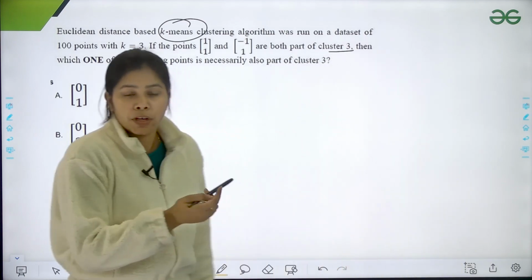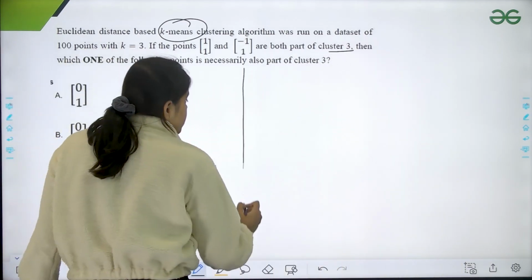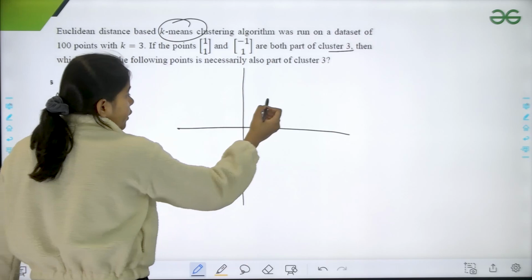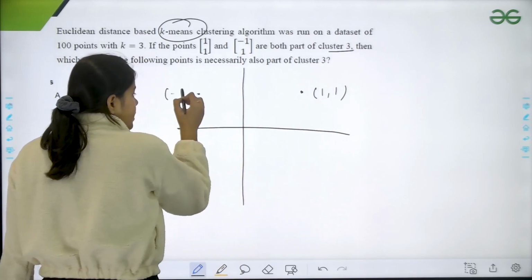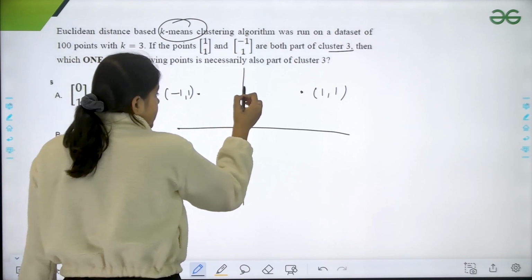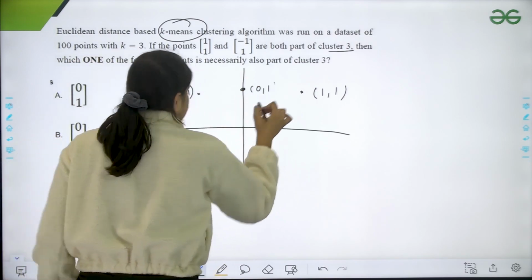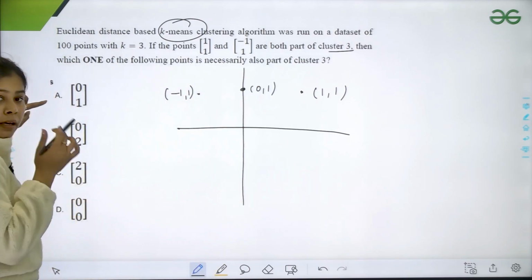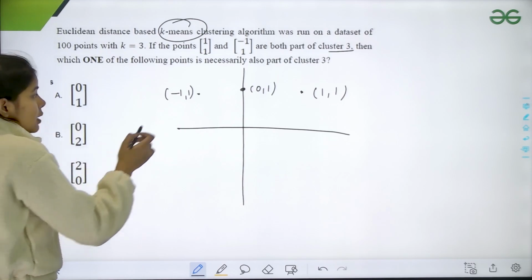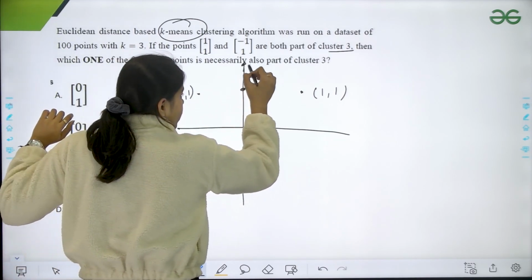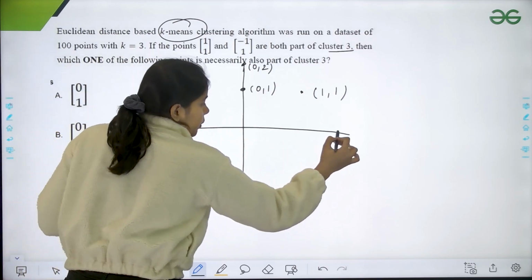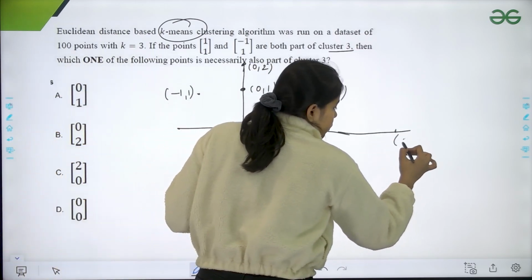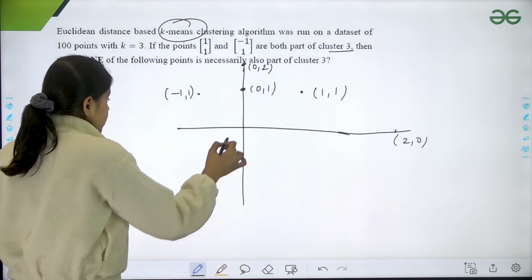So let's plot the points because we have to take distances. (1, 1) is somewhere here, and (-1, 1) is here. If I take (0, 1), it is here, because I'm taking coordinates from the options. (0, 2) would lie somewhere here, and (2, 0) would be here. Then we have (0, 0).